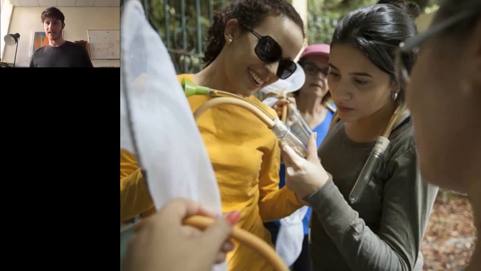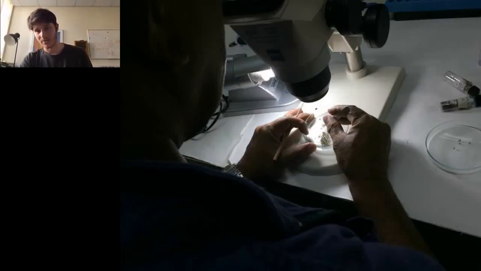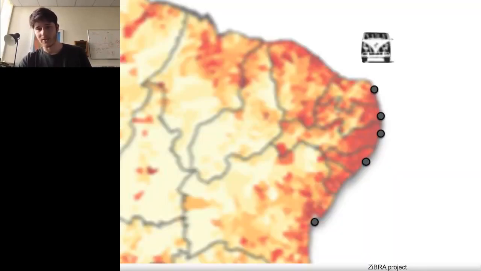In addition to that, we had a team of entomologists that were capturing mosquitoes so that they could understand the burden of each individual species in each location, and see if we could correlate that with either the number of Zika positives that we found or the genomes. And here they're speciating the mosquitoes under a microscope.